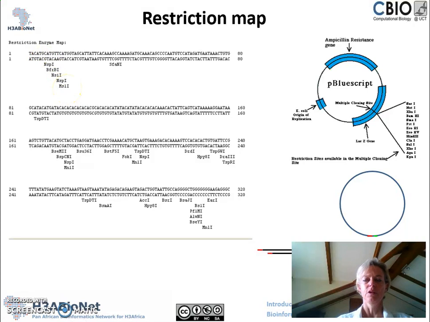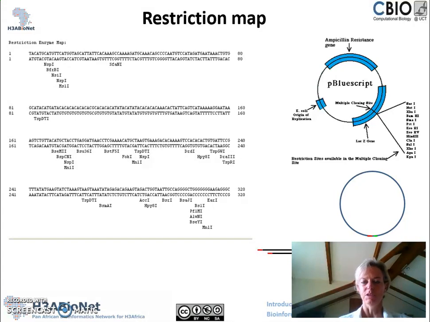So when you're cloning, what you want to do is you have your vector. Now, a vector usually has some features on it. So it has a multiple cloning site that interrupts a gene, in this case the LacZ gene, because this is a way to identify bacteria which have had this plasmid in it and have had the gene interrupted.